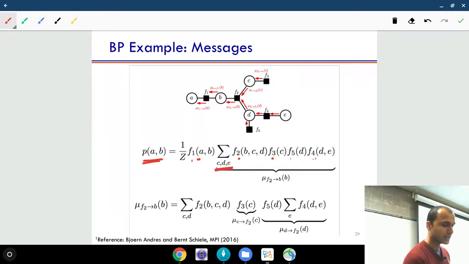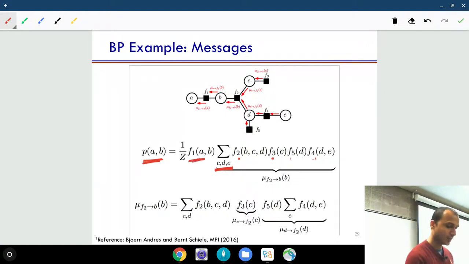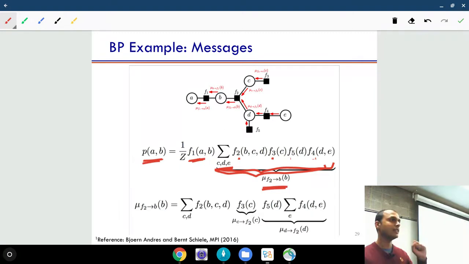So we were supposed to sum over C, D, and E, right? f1 doesn't involve C, D, or E, so f1 is just as it is. And this whole thing, the sum over C, D, and E, we're going to call a message from the factor node f2 to B.